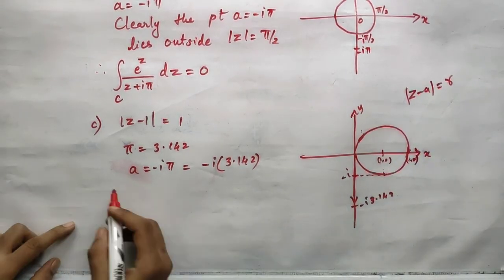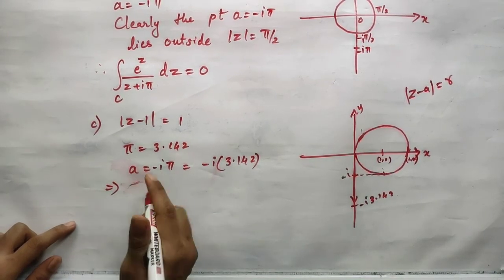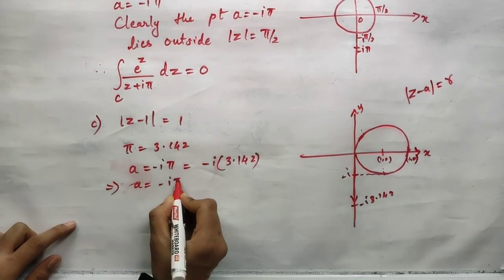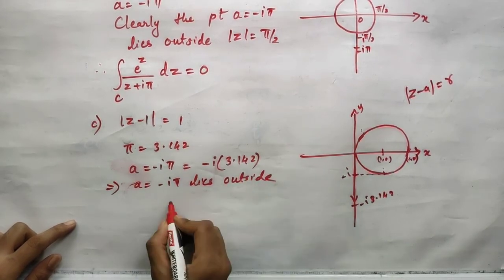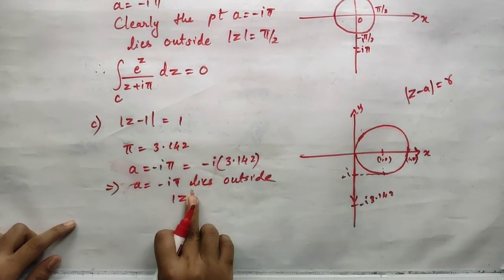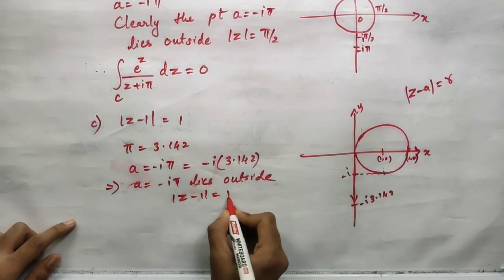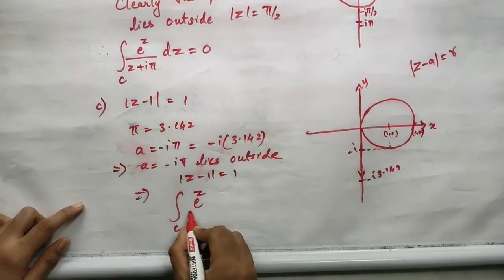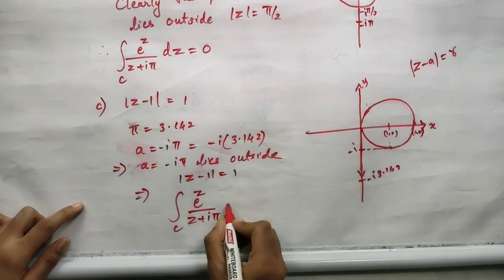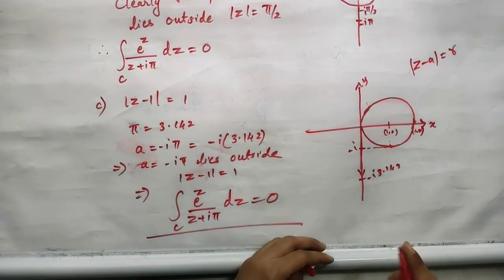So it implies the point a is equal to minus I pi lies outside mod of z minus 1 is equal to 1. This implies the integration over the curve C of e to the power z divided by z plus I pi dz is 0. Hence the complete solution for this problem.